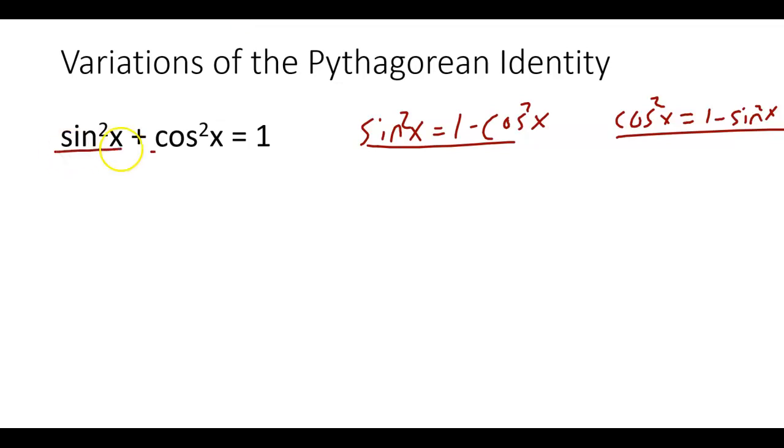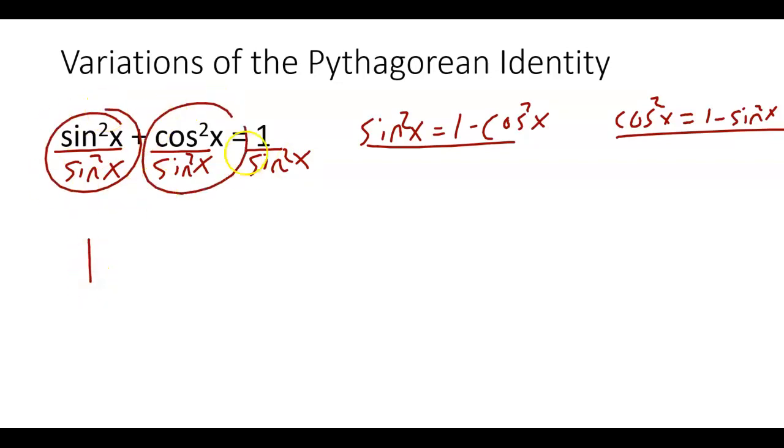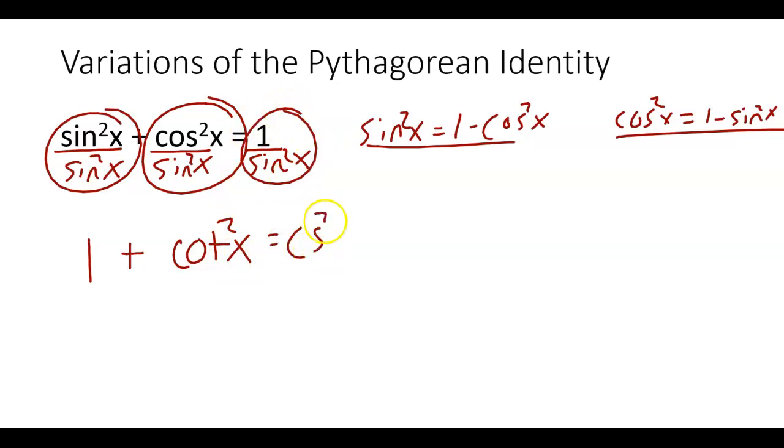If I were to divide everything by sine squared x, I'm allowed to do that, because so long as you divide everything by sine squared x, the equation stays balanced. But I want you guys to see what happens as a result of that. First of all, this is 1. Now what is cosine over sine? Cosine over sine is actually cotangent, right? What is 1 over sine? That's cosecant.